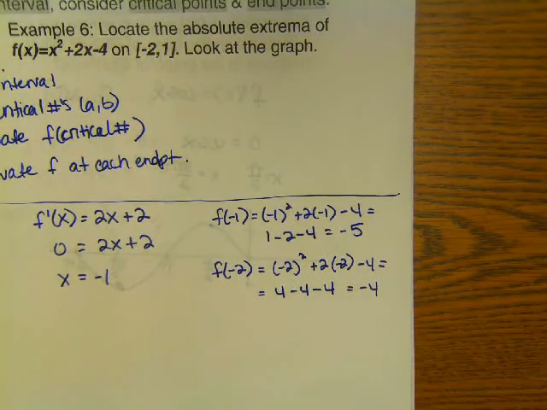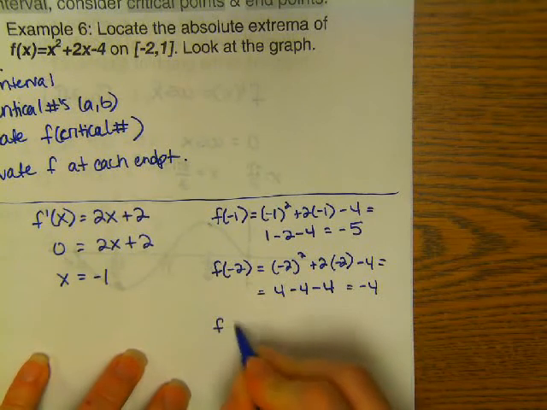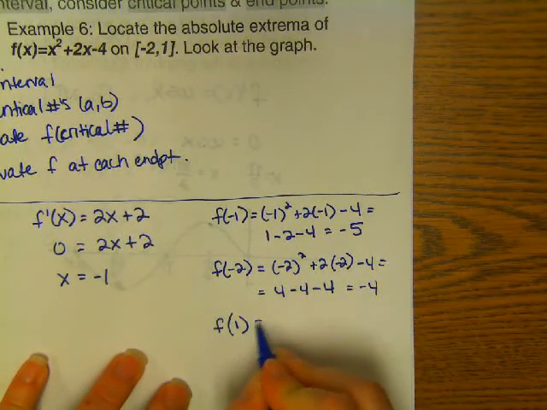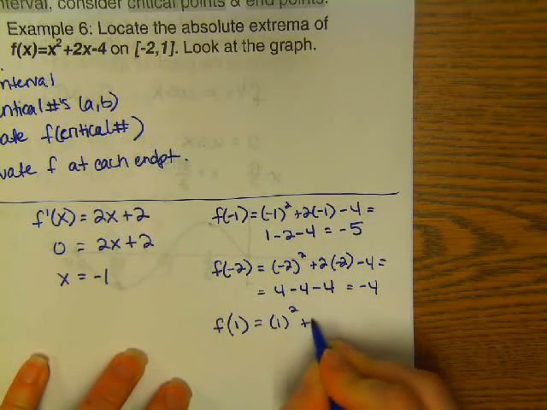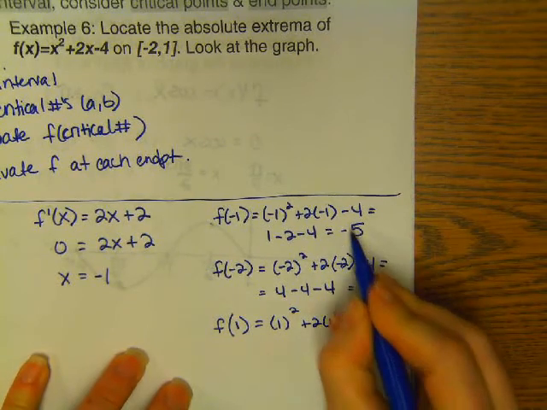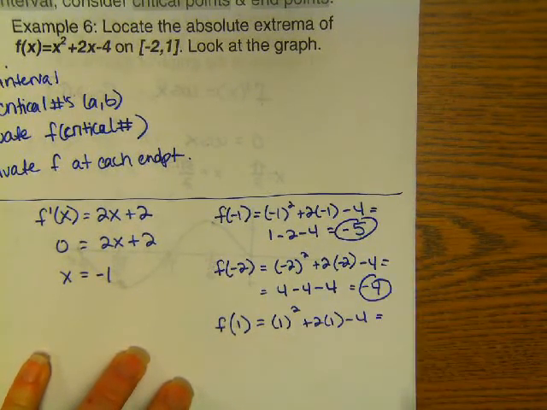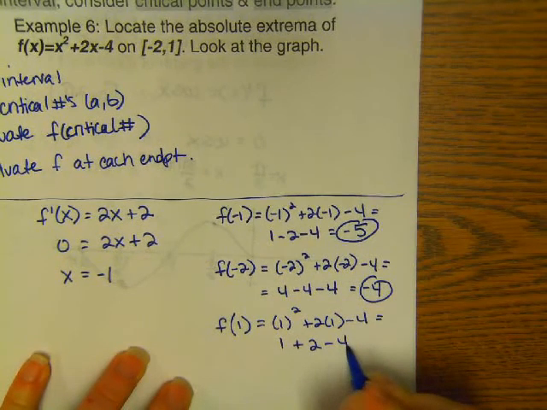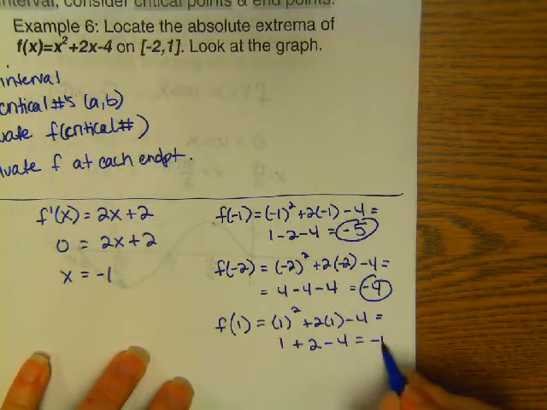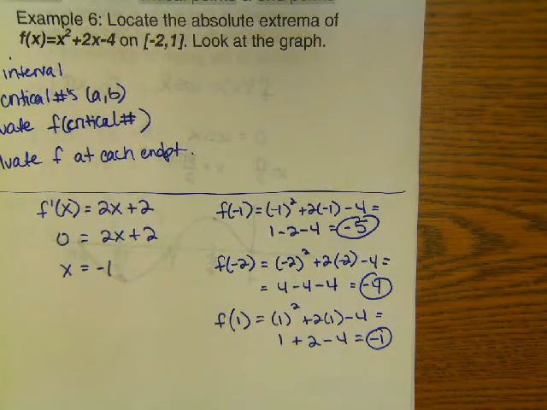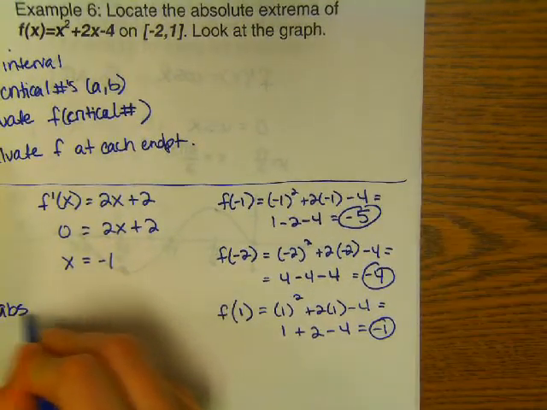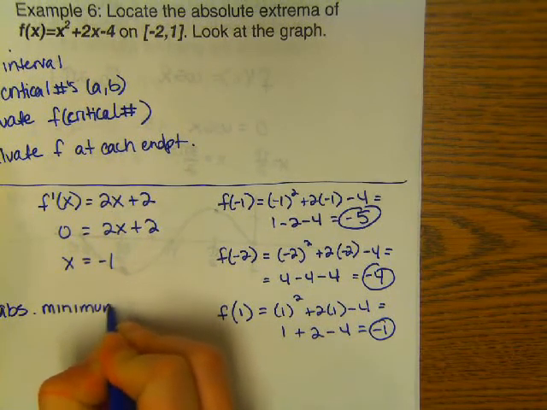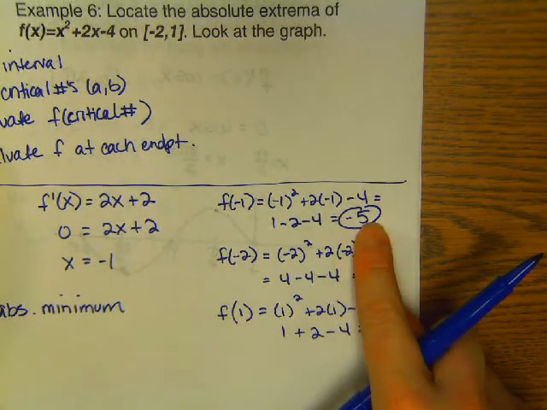And finally, I put in 1. So I get 1 squared plus 2 times 1 minus 4. I'm going to circle these. Which is 1 plus 2 minus 4, which is a negative 1. Okay. So these are my possible absolute extrema. What's the lowest point? This one. So the absolute min is negative 5. And it occurs at the point x equals negative 1.